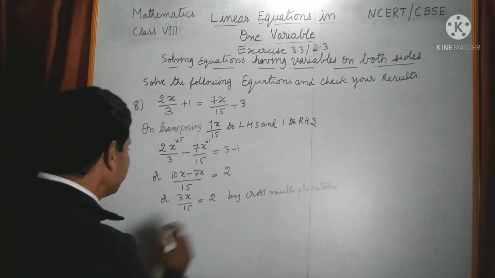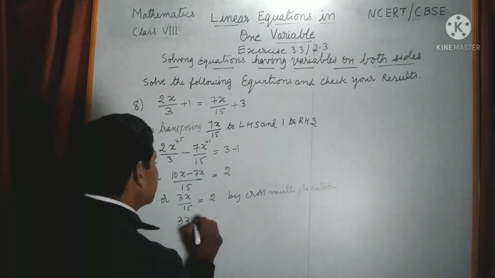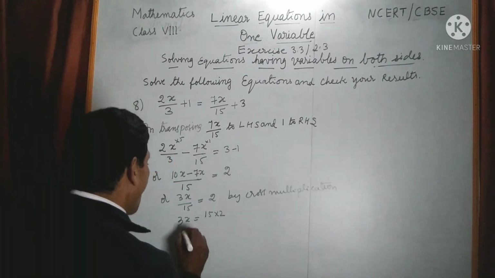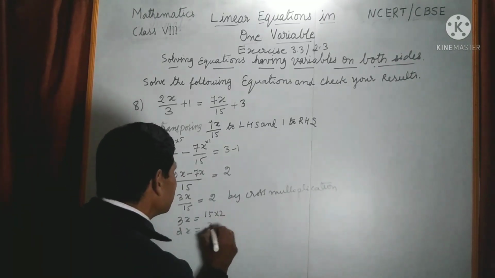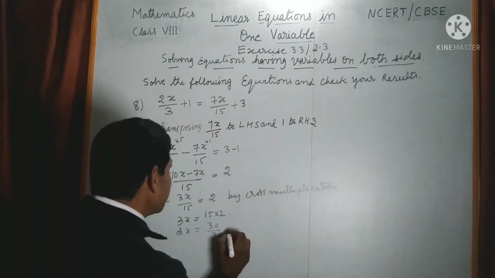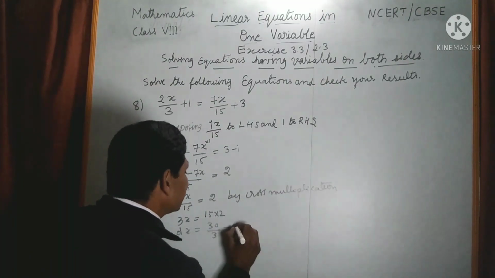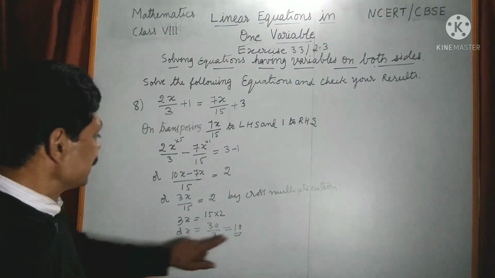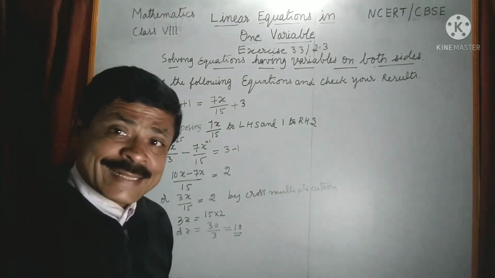By cross multiplication, 3x is equal to 15 into 2. Or x is equal to 30 by 3, which is 10, since 3 tens are 30. Therefore, the value of x is 10. Now, let us check our results.